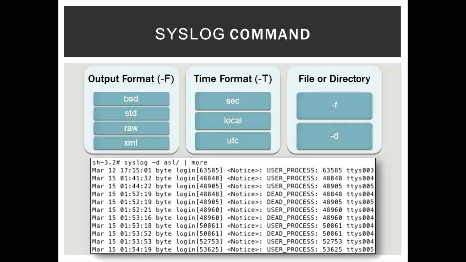In the screenshot, I have an example using the syslog command on the ASL directory, and I was just piping it to more, but you can see that this is the default output that you would see. So this is the standard output format.